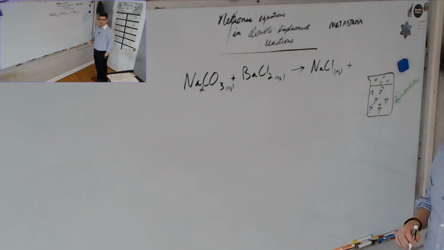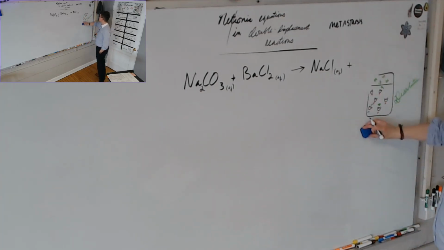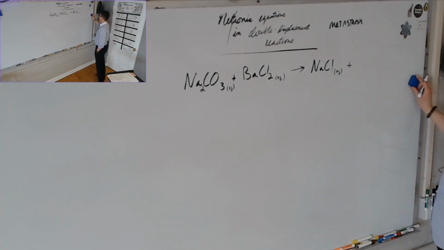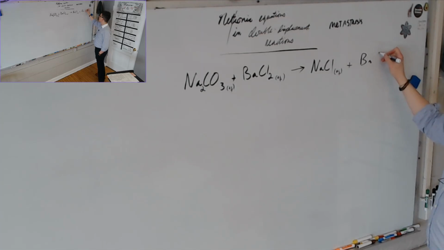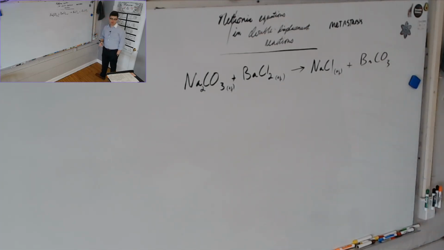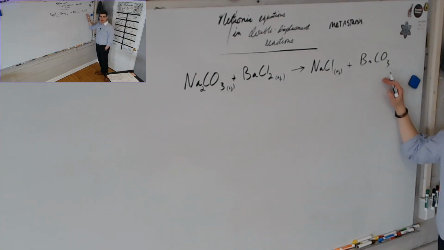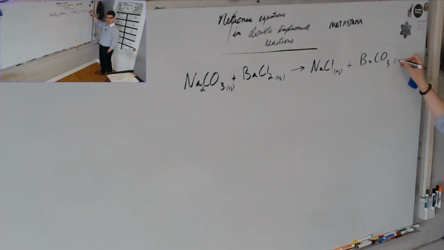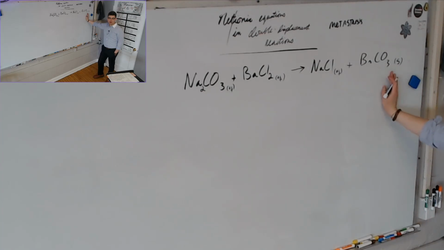Plus, now look at, what's the other thing going to be? Barium carbonate. Now look at that. Barium carbonate. Insoluble. Uh-oh. So now what do we symbolize it as? Is that going to go in aqueous solution? It can't. It is a solid. What do we call a solid that comes out of a solution? Precipitate.